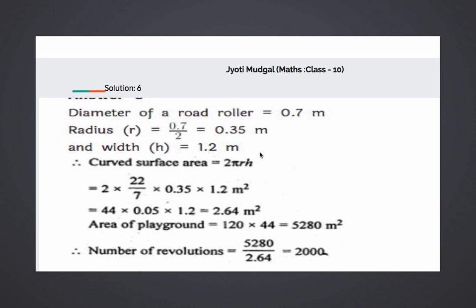So width will act as what? The height only. So height becomes 1.2 meter. Height is given, students, which we are taking as the width. Okay. Radius 0.35. First of all, as per the question, we are supposed to find the least number of revolutions. Now this road roller, suppose this is the ground, this is the road on which it is supposed to roll.